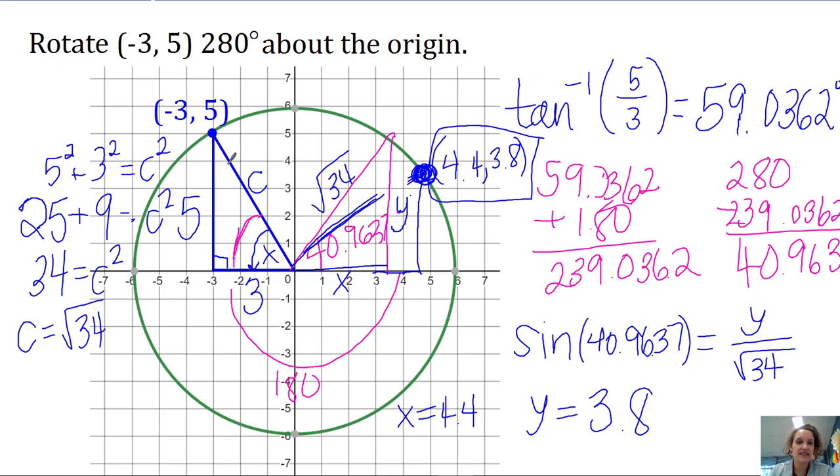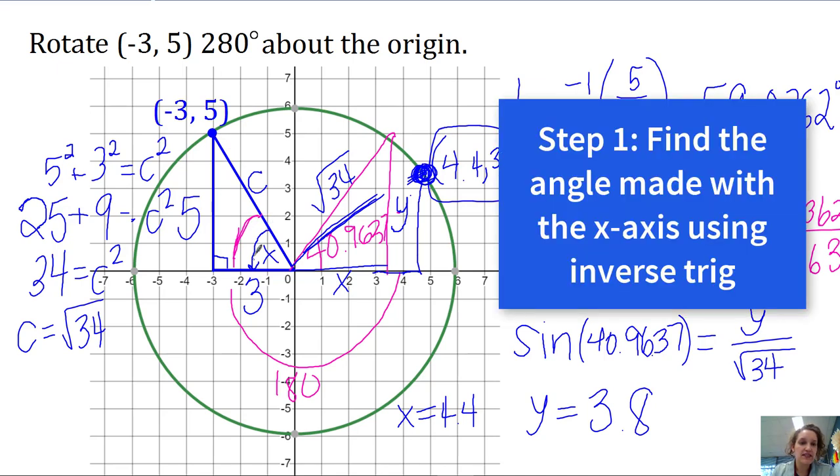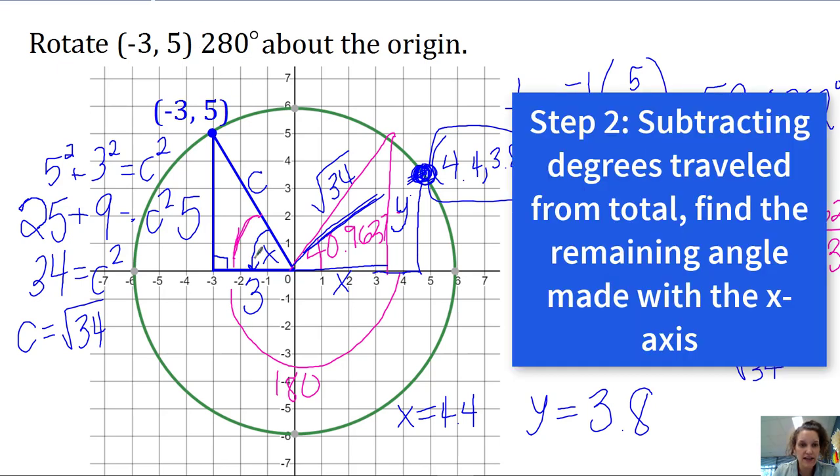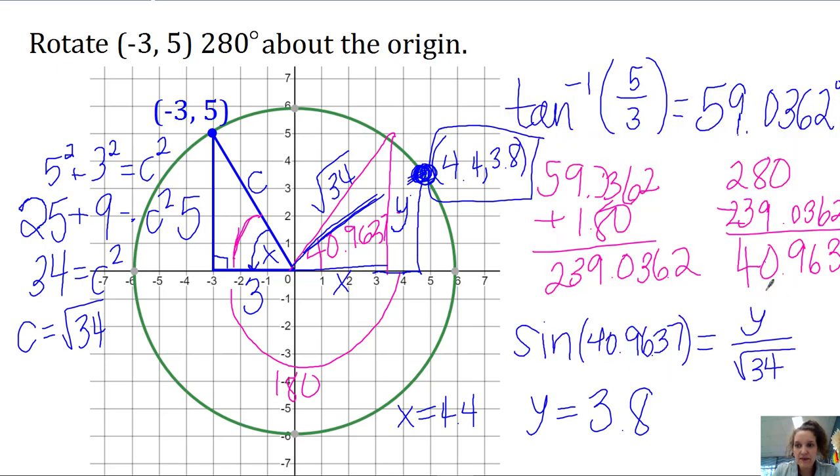So the big idea is, first I had to figure out what this angle was: how many degrees did I need to travel to get to the x-axis? Because I know this next part is going to be 180, as I'm going halfway around the circle, from one side to the other. So I added the angle I found to 180, and then I knew my total was 280, so I subtracted that from 280. That is my leftover angle, how many degrees I have to travel above the x-axis to complete that full 280 degree rotation.